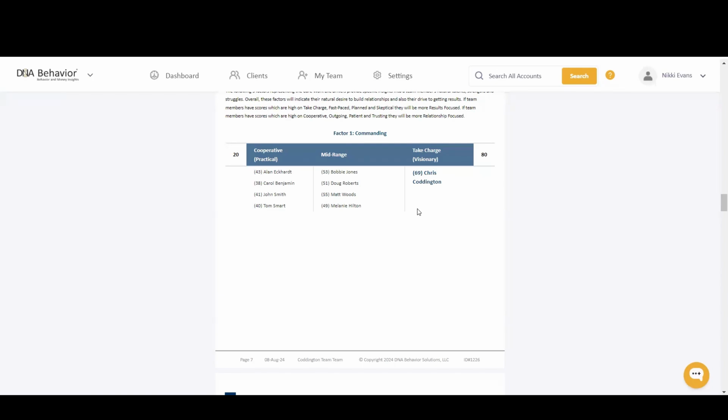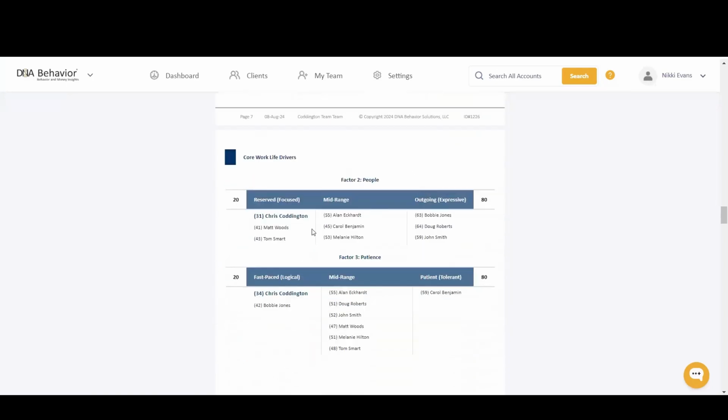So this is how I prepare, kind of looking through each of the factors. So you see here, when I chose the leader of the team, that leader is now going to be highlighted so that you can see the leader in relationship to everybody else. So again, a big difference here with Chris and John. Chris being extremely reserved, very serious, very difficult to read, probably more thoughtful and less inclined to speak up in meetings, where John is going to be very expressive and outgoing.